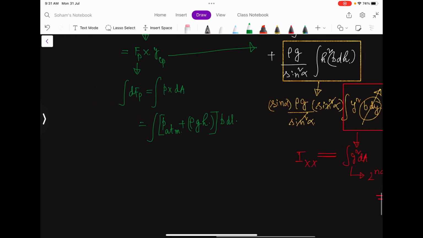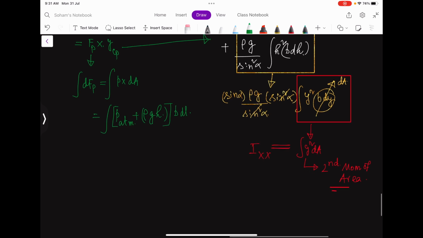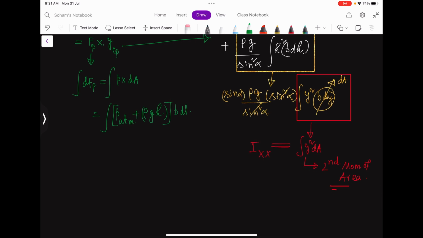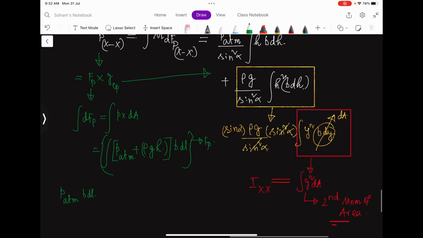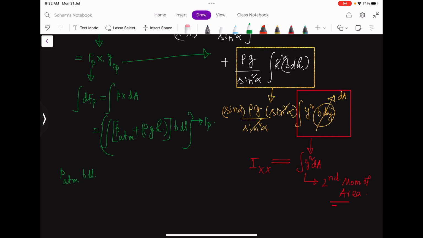So now I can equate this and all this. This is Fp. Now if I have to equate these two: patm into B dL, into ycp, plus rho g H.